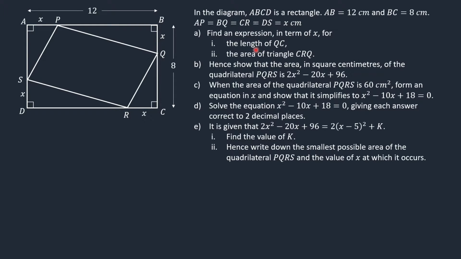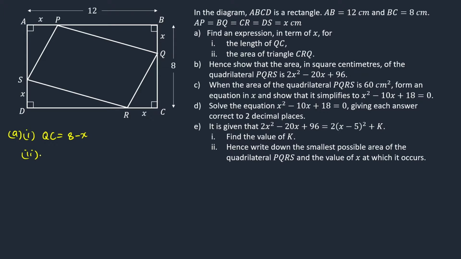So that's the first question. Let's try to attempt that. A1, the length of QC. This is QC. BC is 8 cm and BQ is x, which means that QC is equal to 8 minus x. Okay, that's the expression for QC.